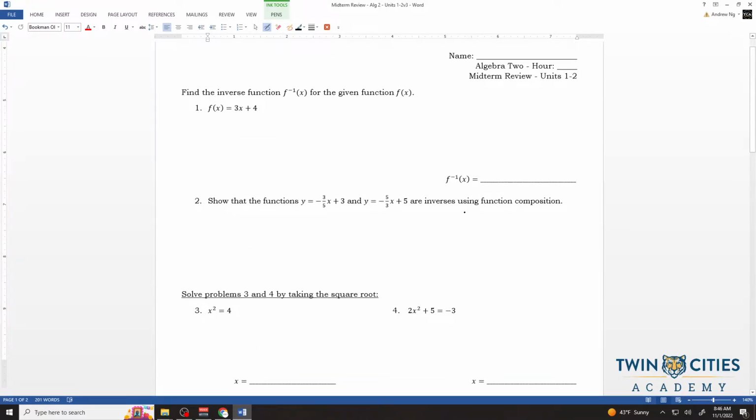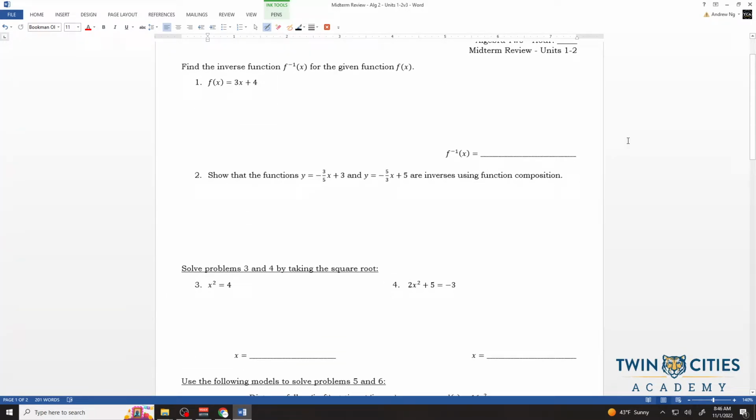All right, let's begin. Number 1, find the inverse function f inverse of x for the given function f of x. So f of x equals 3x plus 4. We have to do a few things here. The first thing we have to do is change f of x to y, so it's just a little bit easier to work with. So let's say y equals 3x plus 4.